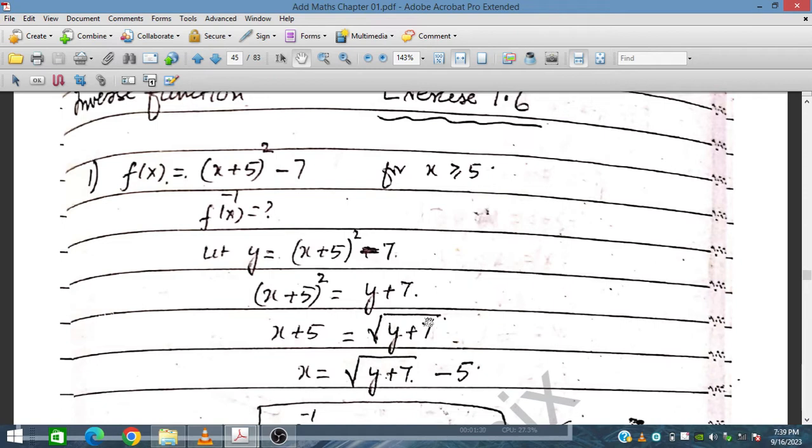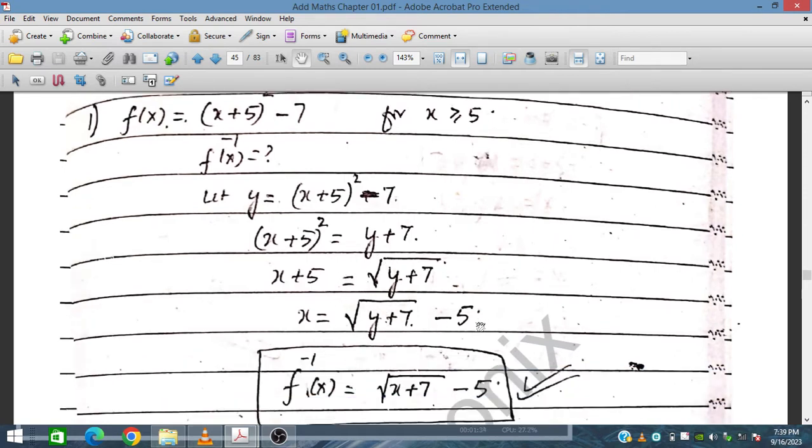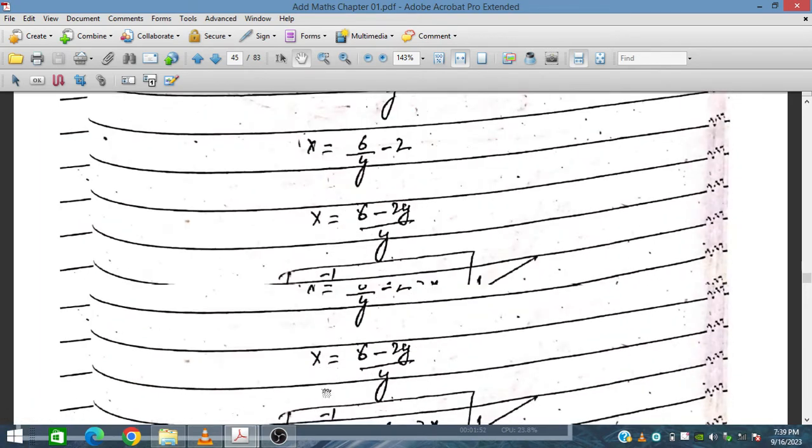For x plus 5, we take the square root on both sides, and x is equal to the square root of y plus 7, minus 5. This x is basically the f inverse, because from this function we have obtained this x. So we write the variable x here, and we replace this x with f inverse x. So this is the first part.